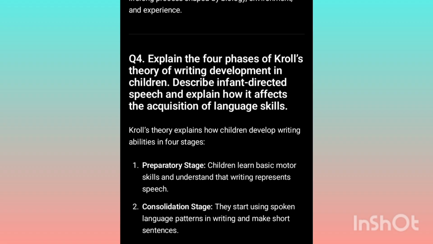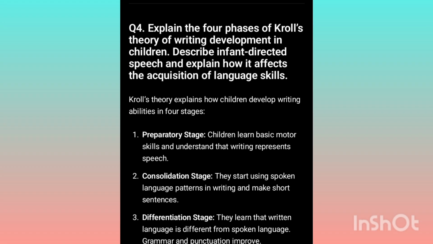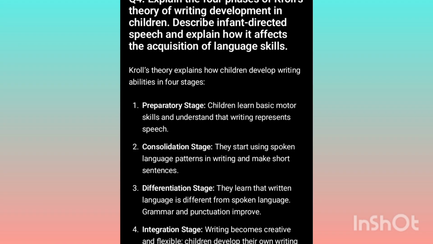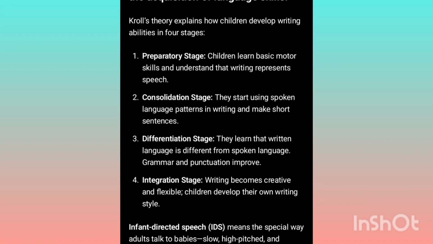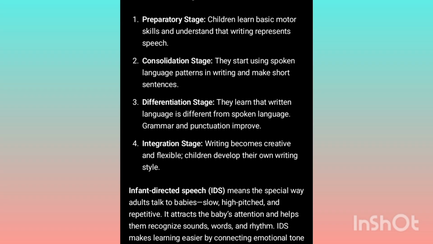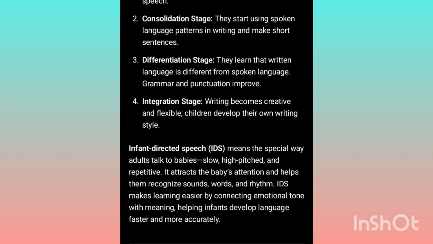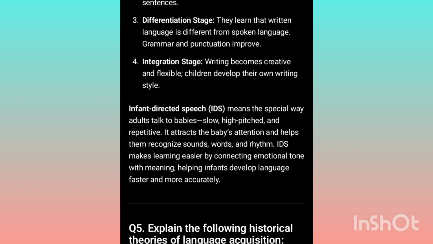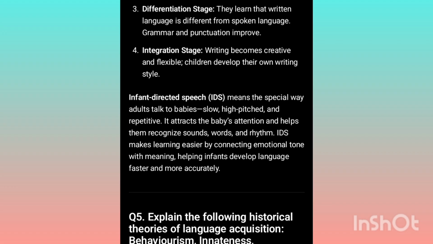Q4. Explain the 4 phases of Kroll's theory of writing development in children. Describe infant-directed speech and explain how it affects the acquisition of language skills. Kroll's theory explains how children develop writing abilities in 4 stages. 1. Preparatory stage. Children learn basic motor skills and understand that writing represents speech. 2. Consolidation stage. They start using spoken language patterns in writing and make short sentences. 3. Differentiation stage. They learn that written language is different from spoken language. Grammar and punctuation improve.